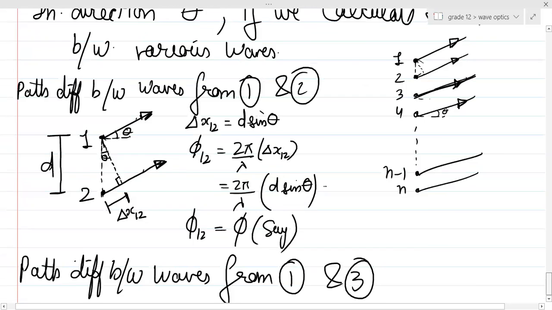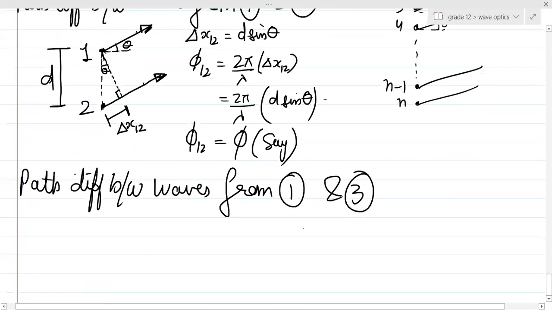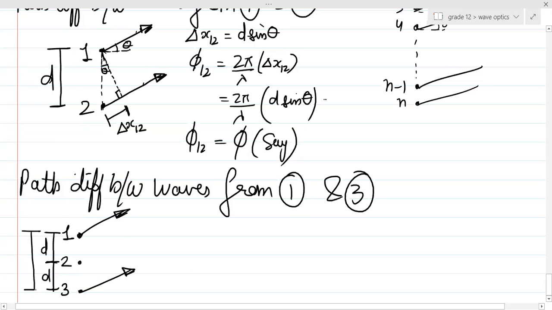If I talk about that, then I'll draw this. 1 will be over here, 2 will be over here, 3 will be over here. The light ray from 1 will be going like this and 3 will be going like this. Now what is the distance, guys, between 1 and 3? This distance was d, this distance was d. So basically the distance between 1 and 3 is 2d, right? Yes or no, guys?